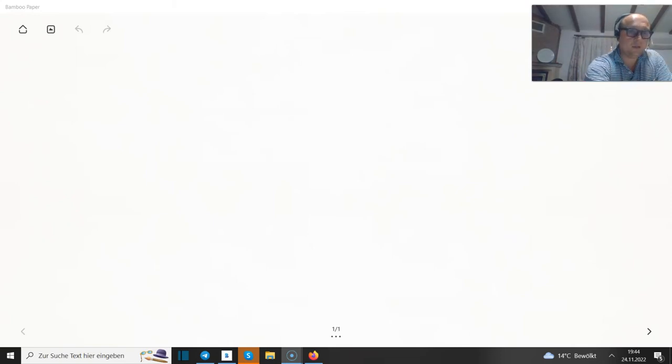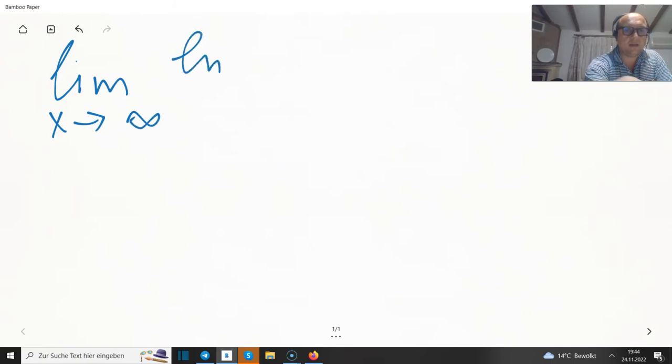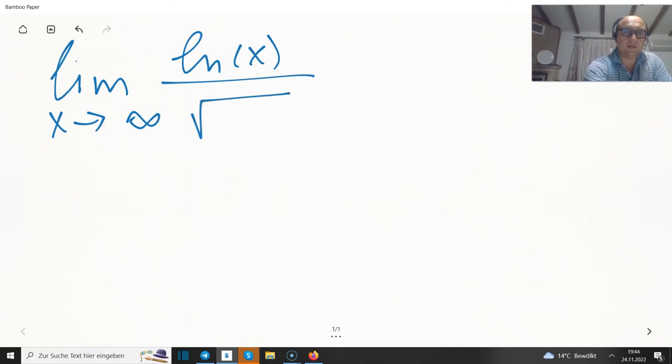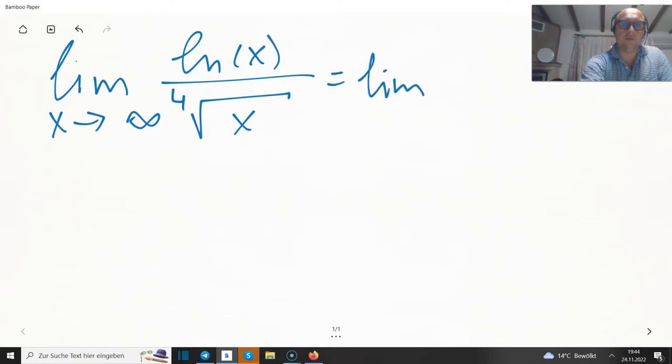So let's see the new example: limit x towards infinity, and we have a challenge, logarithm of x divided by, well, it actually doesn't matter which, let's take the fourth root, or the 8th or 17th, whatever, it doesn't matter. It's about root against ln. So both are running towards infinity. What would be the limit if we produce derivatives by the rule of L'Hôpital?